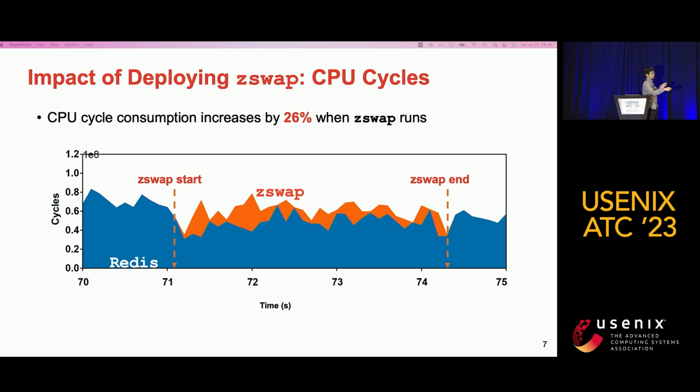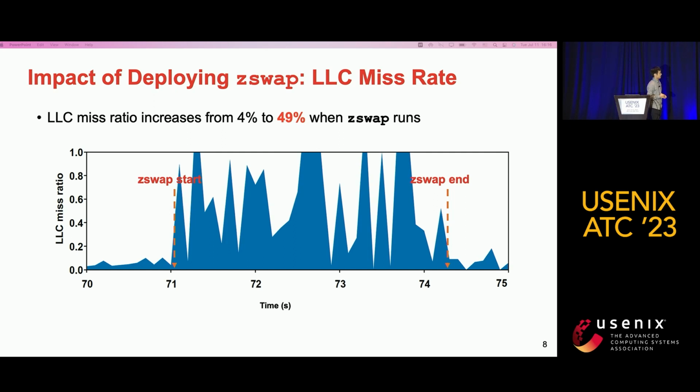We take a snapshot of the system status here. You can see the blue area is for Redis, and the orange area is for zswap. When zswap starts at around 71 seconds here, the CPU cycle consumption increases a lot, more specifically by 26%. We also measure the last level cache miss ratio. And similarly, when zswap starts here, you can see a huge jump in the last level cache miss ratio.